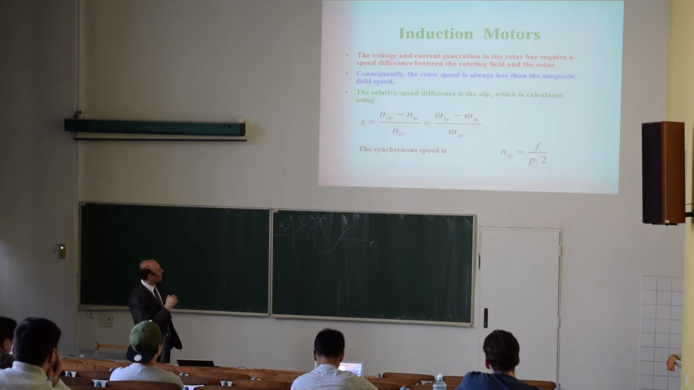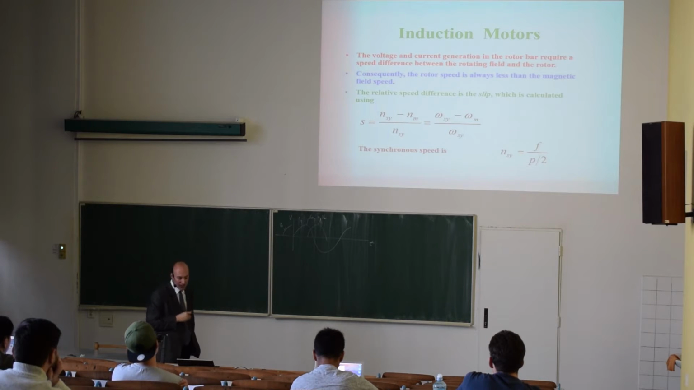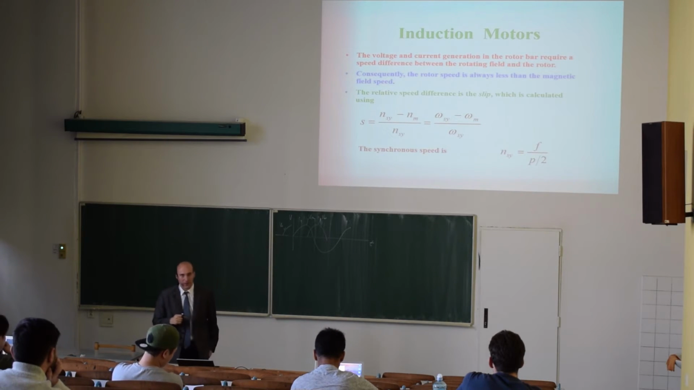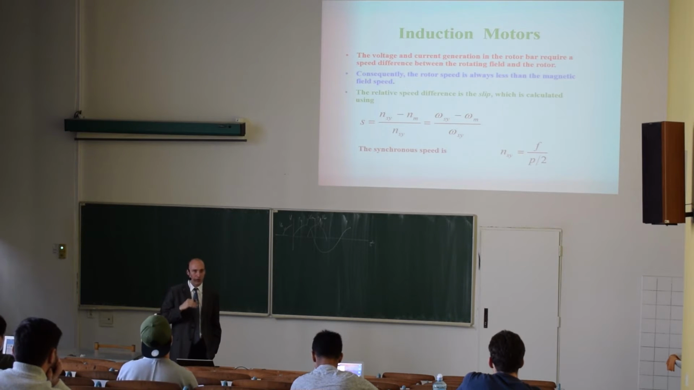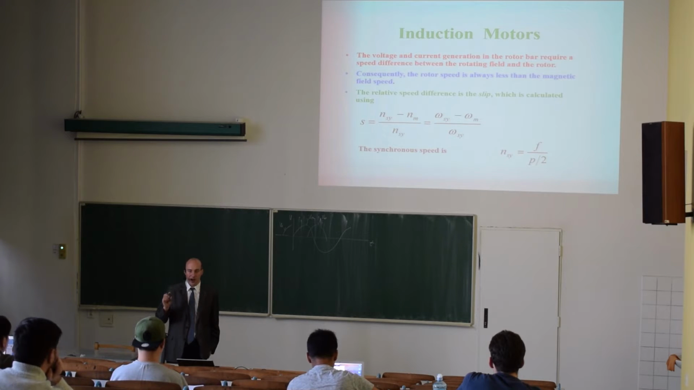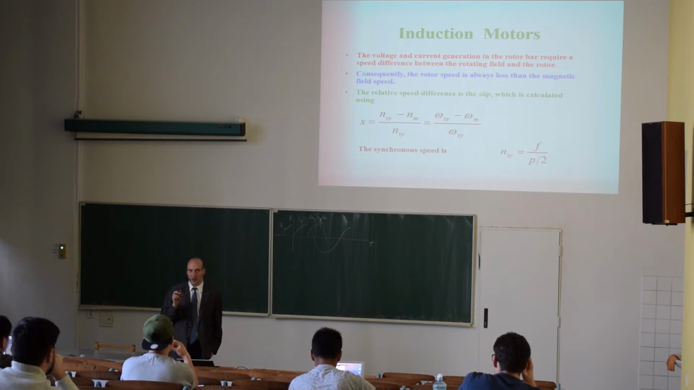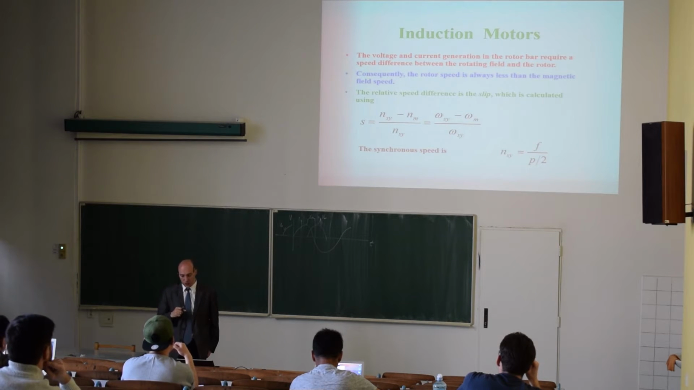Back to the slip here. The slip is the difference between synchronous speed, which now we know is a constant number, and the motor speed. And we will see that the torque that the motor creates is a function of slip. So the higher the speed difference, basically the higher the slip will be, and the torque will also be higher, at least to some maximal torque, at least to some point.